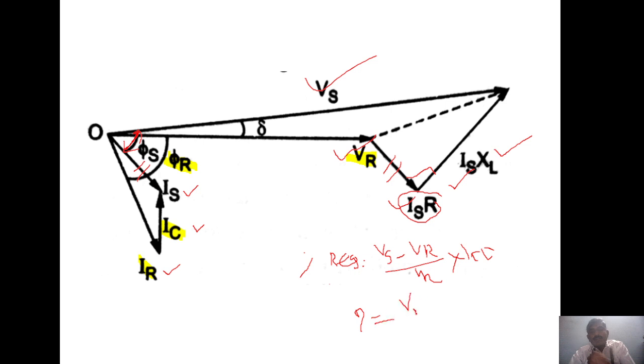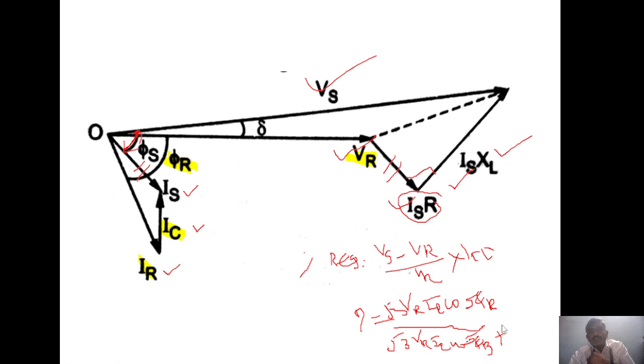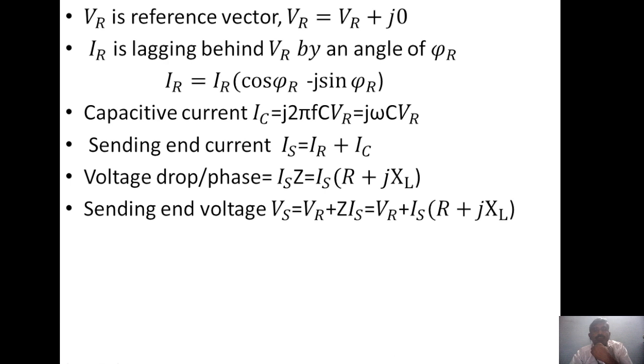The formula for efficiency is output power by input power. Output power is root 3 VR IR cos phi R, divided by input power, which we can write as output power plus losses. Here what are the losses? Only one loss, that is across the resistance. Is squared into R is the loss per phase. Totally three phases are there, so 3 into Is squared into R is the total loss. By using this formula, you can easily calculate the efficiency of the transmission line.